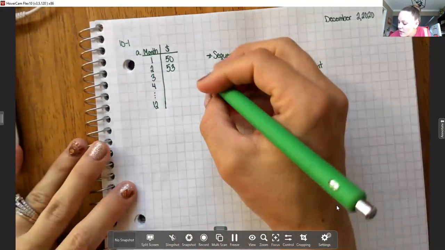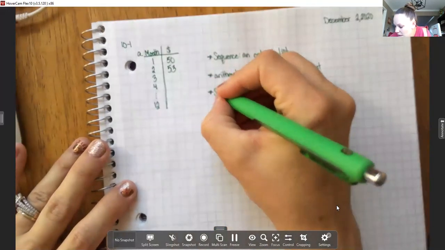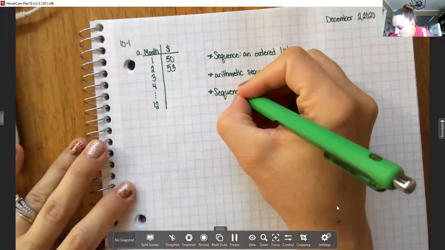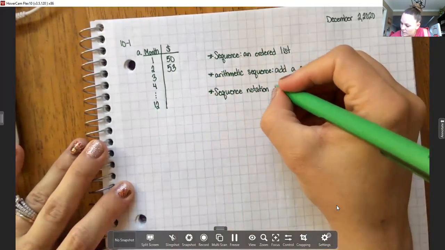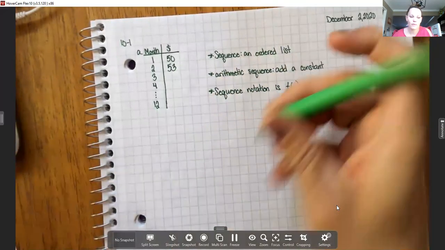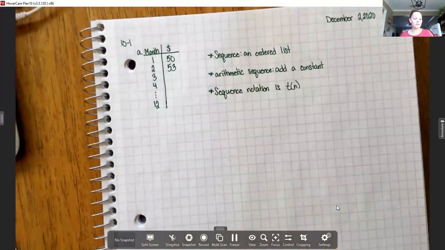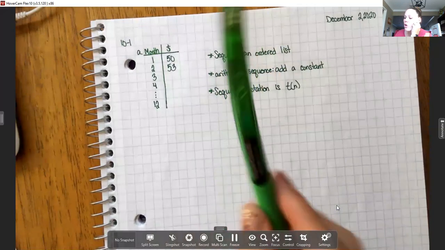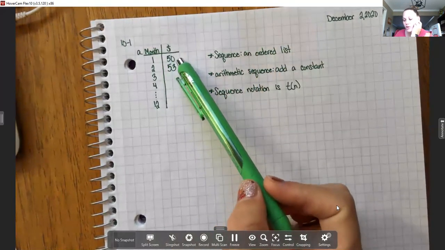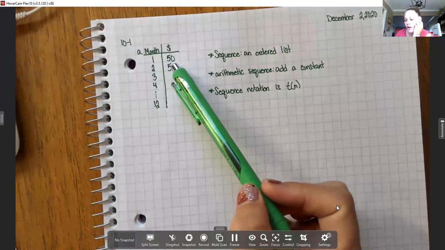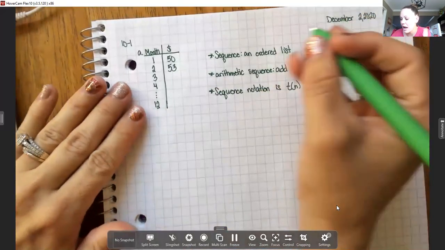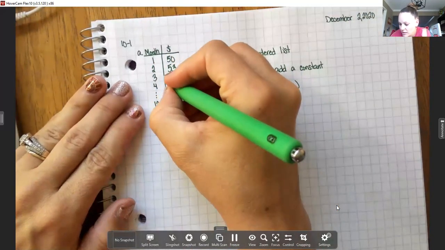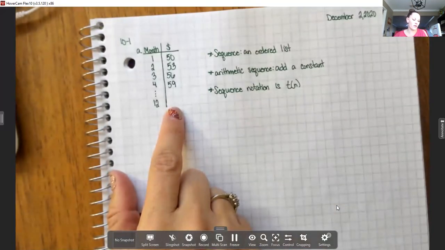And then the other thing about sequences is sequence notation. It's T of n. So we don't use f of x for sequences because it's not a function. We don't have anything in between. In between month 1 and 2, we're never going to have $51.50. We're never going to have 50.5. It's 50, then we jump to 53, and it says we're adding a constant. It's 56, then it's 59, and so on. And our goal is to figure out what it is in the 12th month.